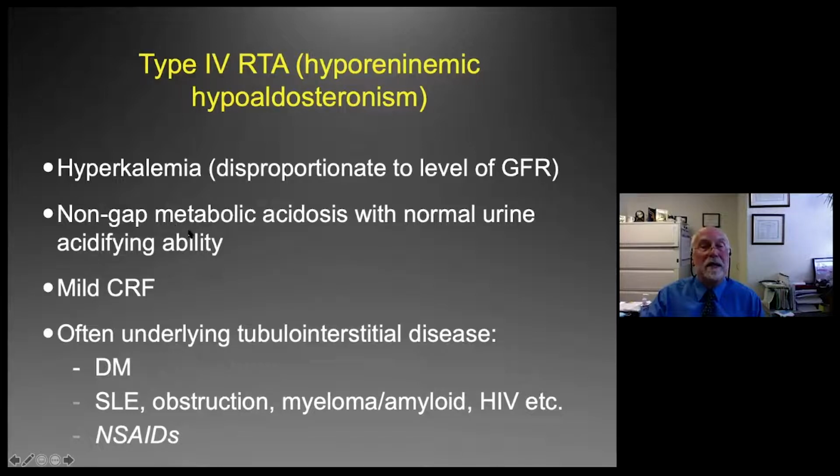It's typically a non-anion gap metabolic acidosis with normal urine acidifying ability. It's not seen in severe renal failure, more in mild chronic renal disease, and is often associated with diabetes, but can also be seen with other disorders of the tubular interstitium, including lupus, chronic obstruction, myeloma, and NSAIDs, which can essentially mimic anything or everything.